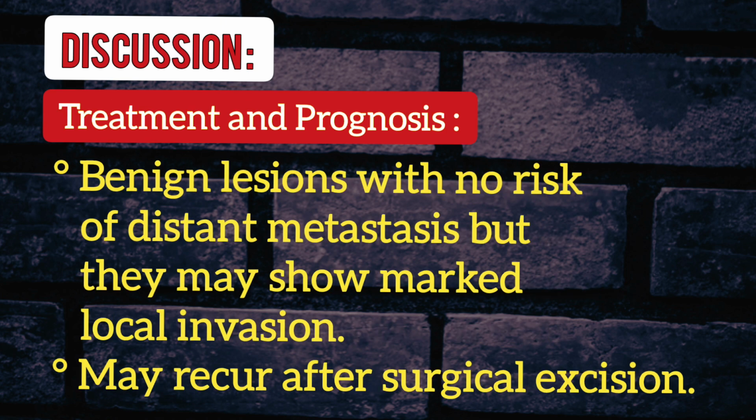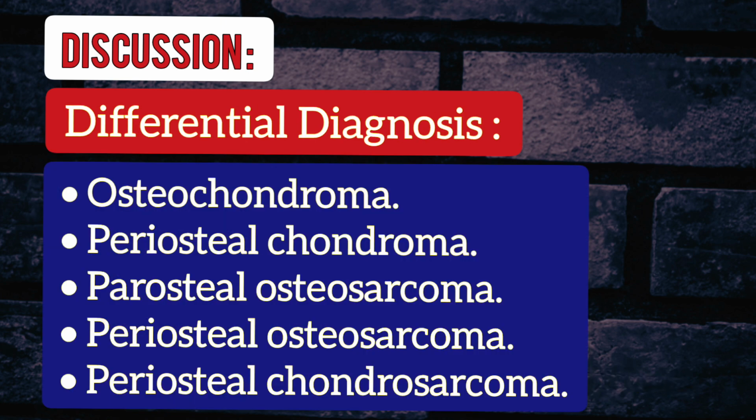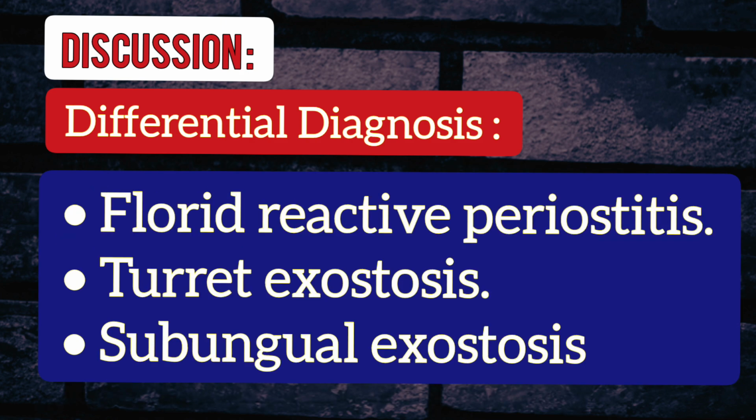Treatment and prognosis. Bizarre paraosteal osteochondromatous proliferations are benign lesions with no risk of distant metastasis, but they may show marked local invasion and may recur after surgical excision. Differential diagnosis includes osteochondroma, periosteal chondroma, paraosteal osteosarcoma, periosteal osteosarcoma, periosteal chondrosarcoma, florid reactive periostitis, turret exostosis, subungual exostosis.